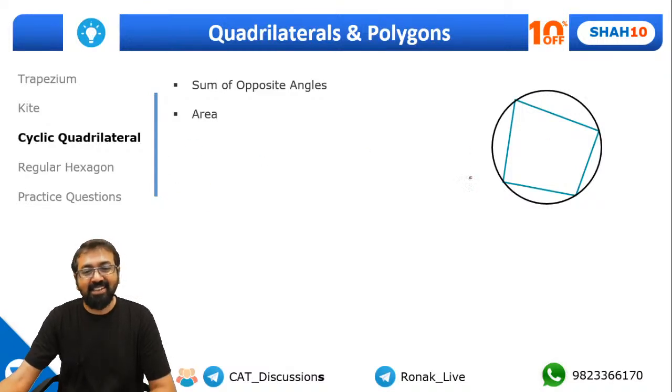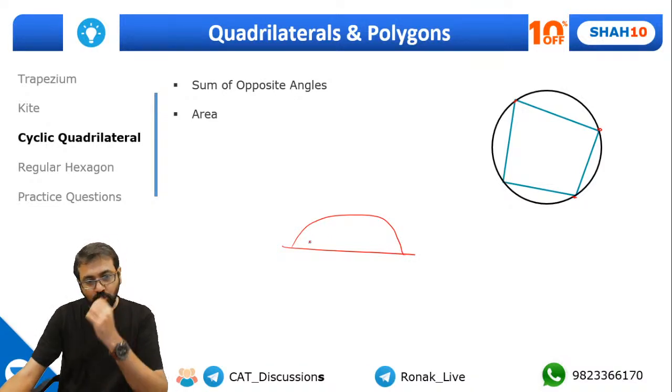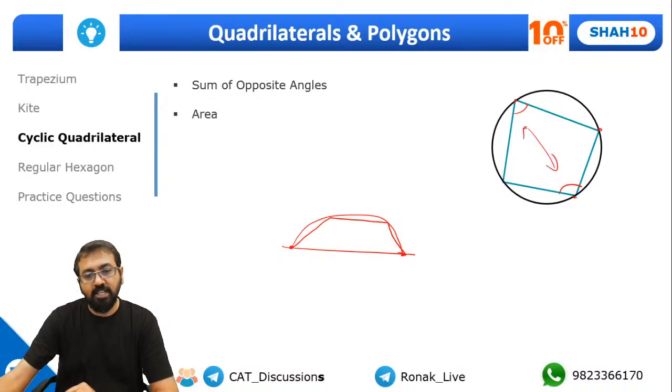Okay, fine guys. Cyclic quadrilateral. You understand, in a cyclic quadrilateral all the vertices are on the circle. In fact, even if you are given a semicircle and you draw a quadrilateral like this one, this is also a cyclic quadrilateral. So in any cyclic quadrilateral, remember, the sum of opposite angles is always 180°.